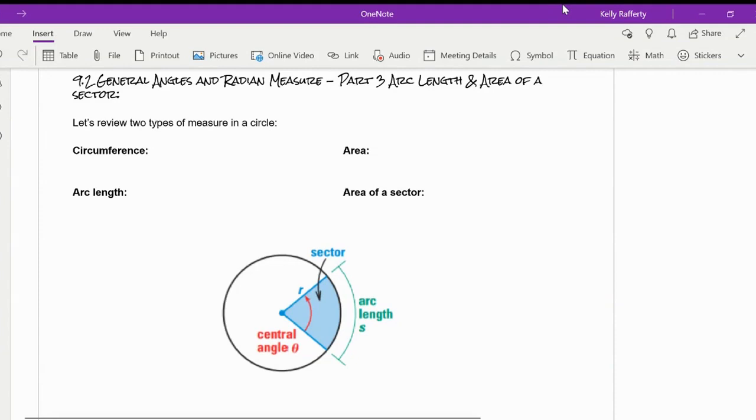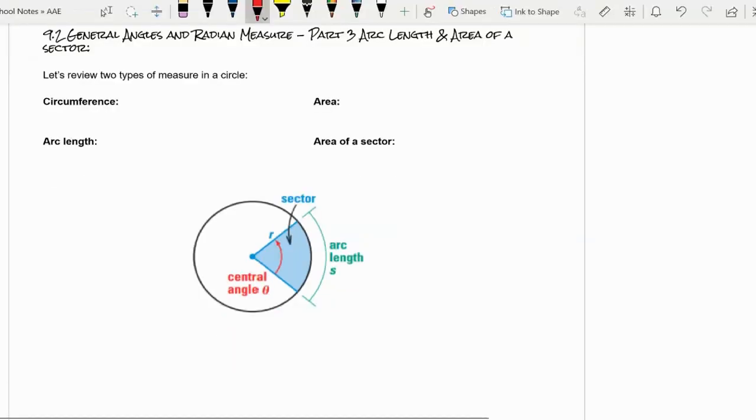All right, guys, in this video, I'm going to go over a couple things relating to circles, continuing with 9.2, which we started off with degrees and radians. So just trying to make my screen a little bigger here for us. There we go. Okay, so just a review of two measures that we've seen before, circumference and area.